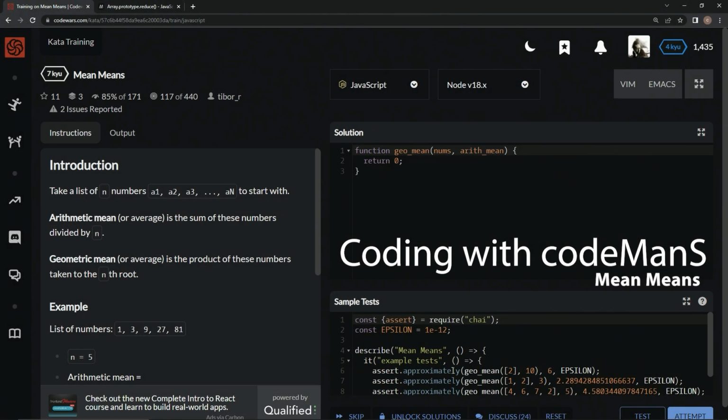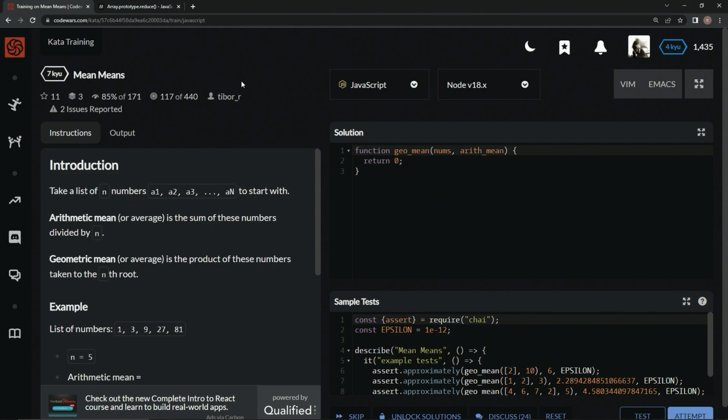All right, now we're doing 7Q mean means. This is by Tibor R, and 85% of people like it. So we're going to take a list of n numbers to start with.